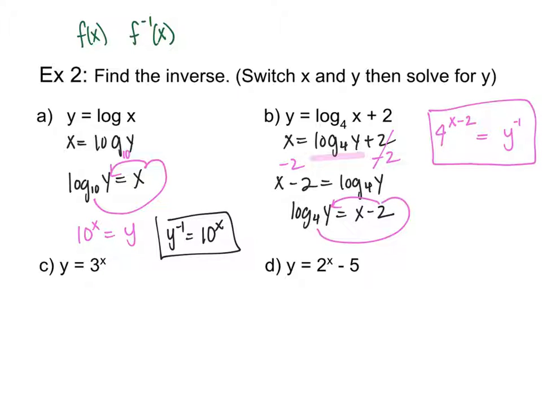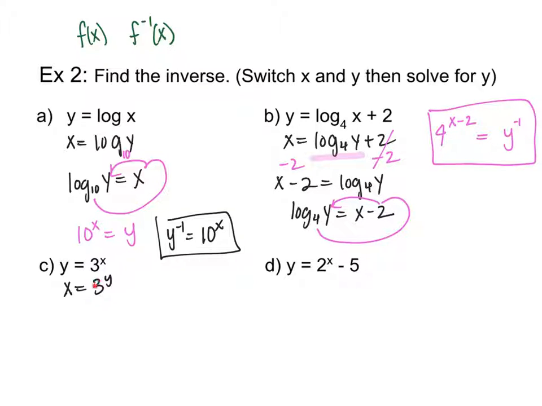So C here, we actually start out with an exponent, and we're going to try to find the inverse of that. So very first step is to switch the x's and the y's. Okay, next step is to try to get the y by itself. So how do you get this y out of the exponent for this base here? Well, in order to do that, you will need to change it to a log. So when you have a log, you want to change it to an exponent. When you have an exponent, you want to change it to a log.